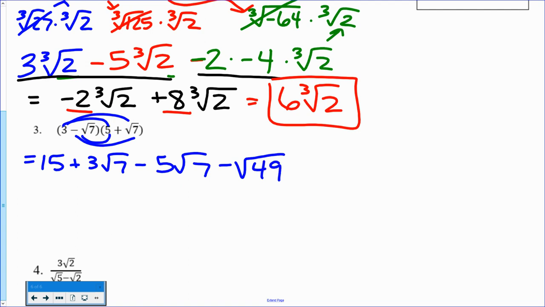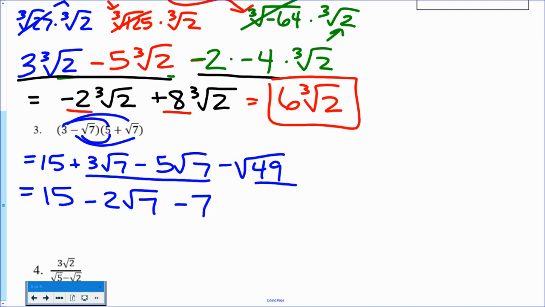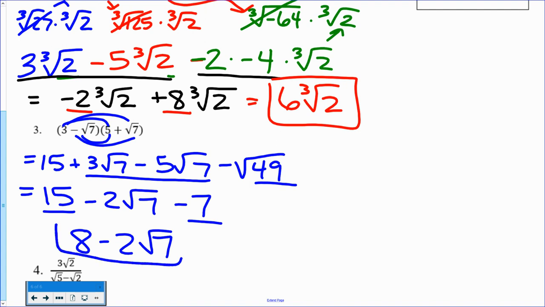Now combine any like terms or like radicals you've got. So 15, 3 minus 5 would be -2 square roots of 7. I can take the square root of 49 and get 7. So then I will take 15 minus 7 to give me 8, minus 2 square roots of 7. I cannot subtract 2 from that 8. It does not have a square root of 7 attached.